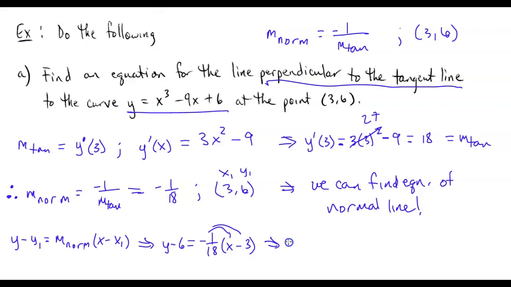So if I distribute both terms here, it's going to be negative 1/18 x plus 3/18. And of course, 3/18, if we simplify that fraction, is 1/6. So go ahead and take care of that. Oops, 1/6, not 1/16.